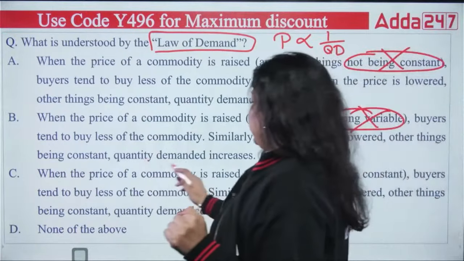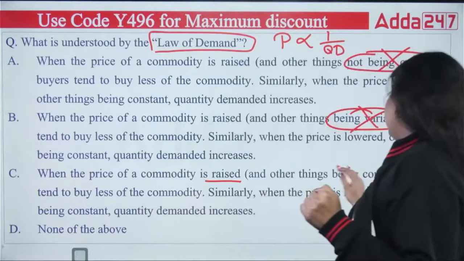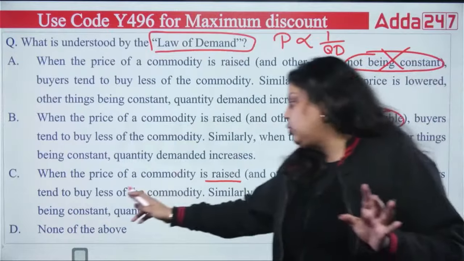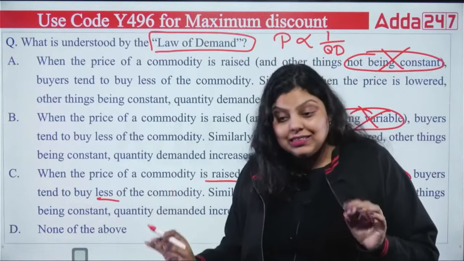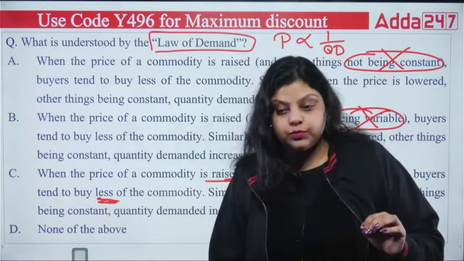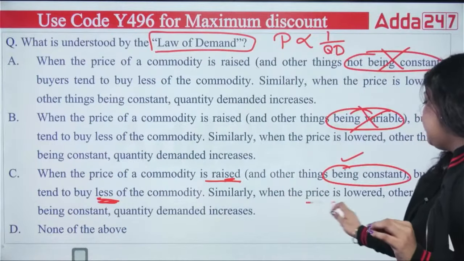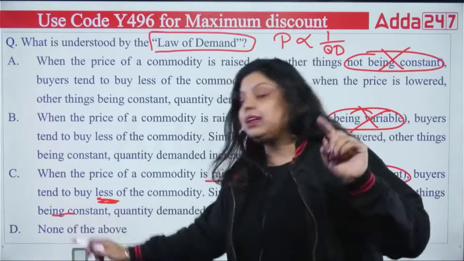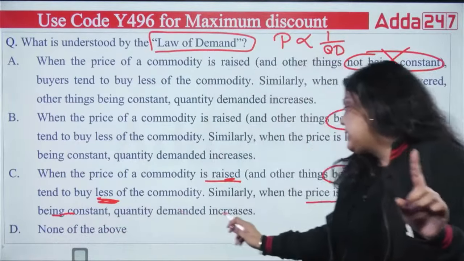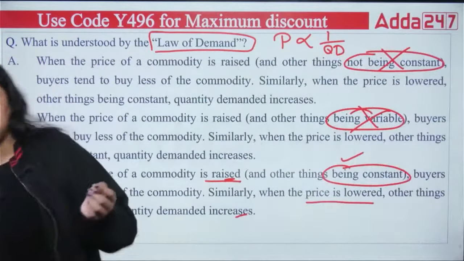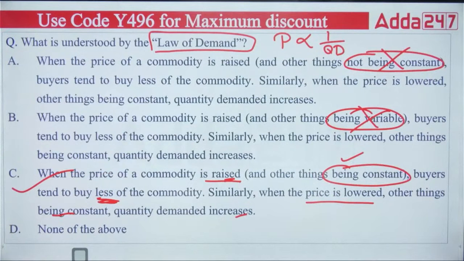Third, when the price of a commodity is raised and the other things being constant, it means till now it is very much true. Buyers tend to buy less of the commodity, and this is true. If your prices are rising, you will purchase less goods. And the next is saying similarly, when the prices are lower, the other things being constant, again they are saying other things being constant, quantity demanded increases, and that's very much true. Your right answer is C. So the law of demand is defined under your option number C. Clear?